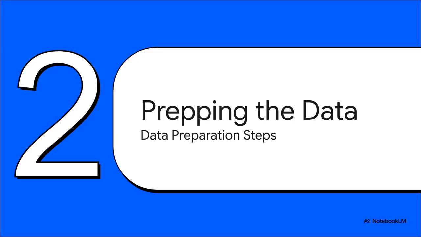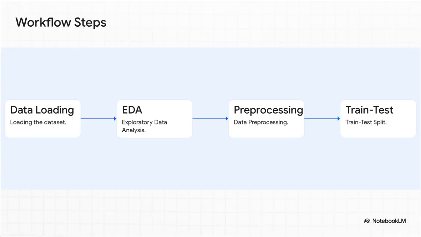Moving right along to section 2, prepping the wine data. Think of raw data a lot like freshly harvested, uncrushed grapes. It's messy, it's unstructured, and it desperately needs some refinement before you can turn it into anything remotely useful. So this meticulous 4-step workflow gets it ready. Step 1 is data loading, just bringing that UCI dataset into our environment.